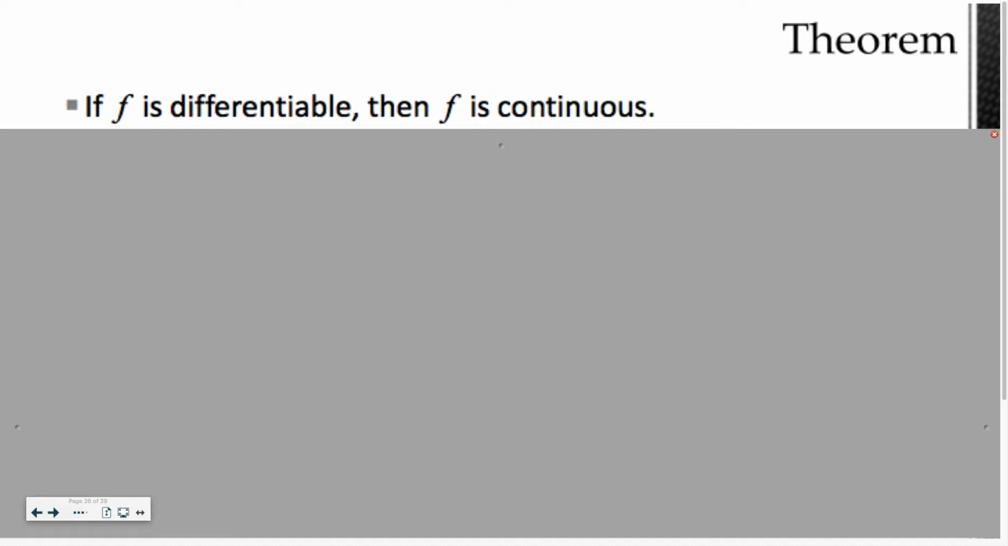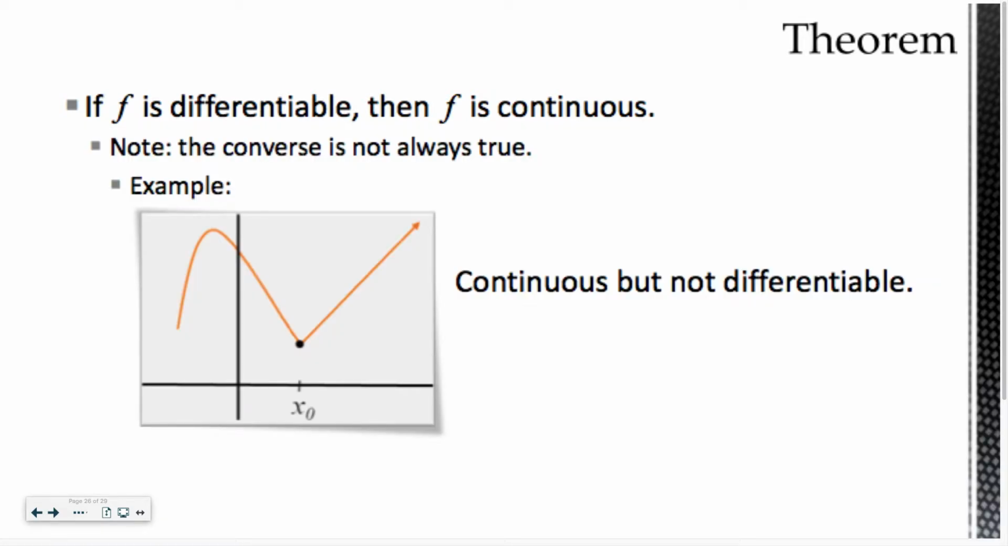So this is true: if f is differentiable, boom, we know it has to be continuous. Fact. However, we cannot flip that because of what we just talked about. We can be continuous and still not differentiable. So it only works the one way. It's not an if and only if.